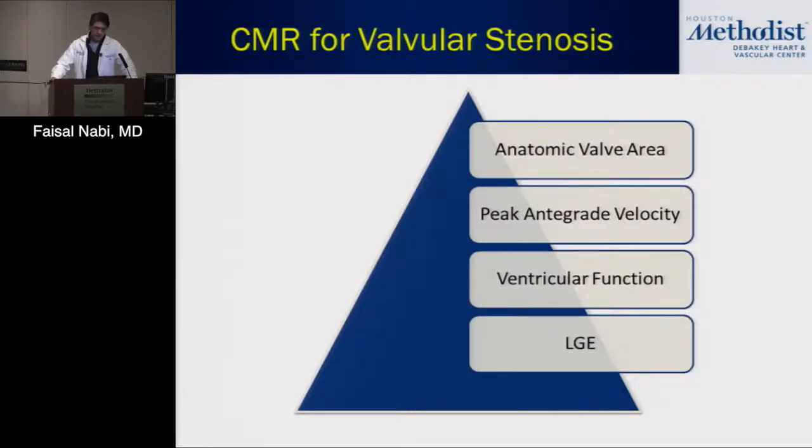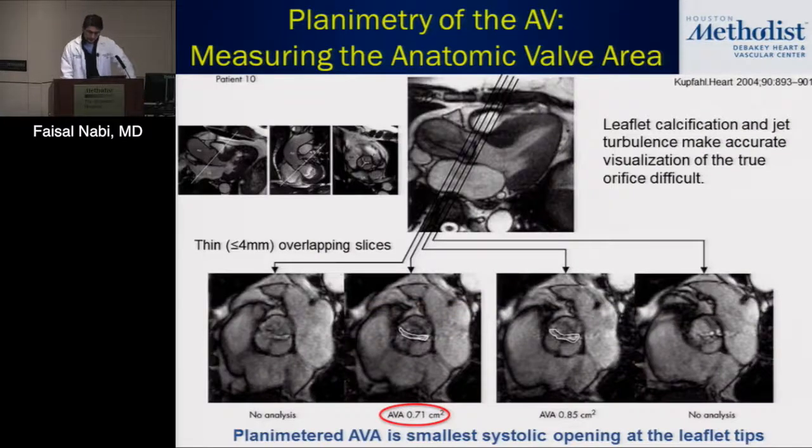So what can CMR offer? Well, CMR can offer a lot of the same information echo can, but we also now have the ability to see delayed hyperenhancement, or interstitial fibrosis, and we'll talk a little bit about that. So we can assess ventricular function, we can tell you about valve area and anatomy, and we can tell you about peak velocities, and hope to convince you that these numbers are accurate, and then of course we have the LGE information. So how do we do this with CMR? Well, the idea is very simple.